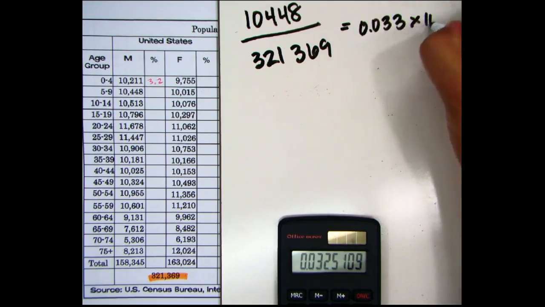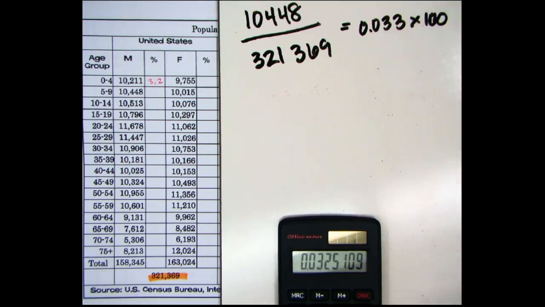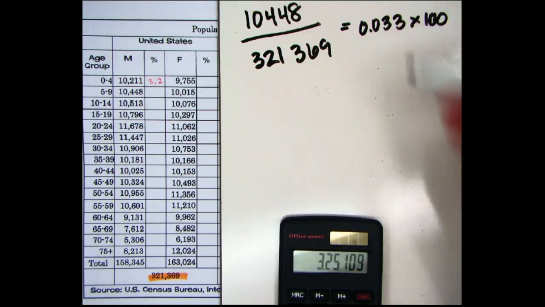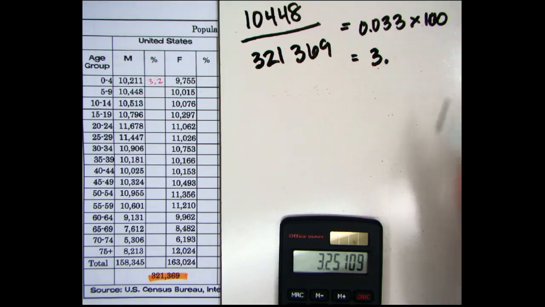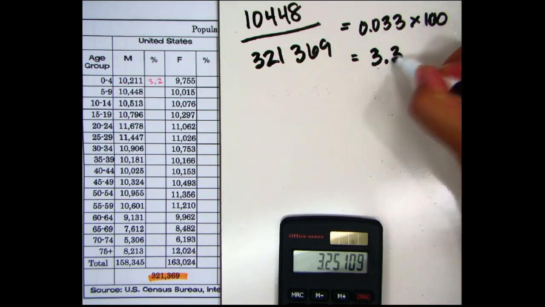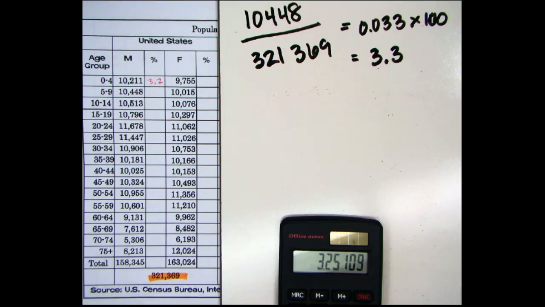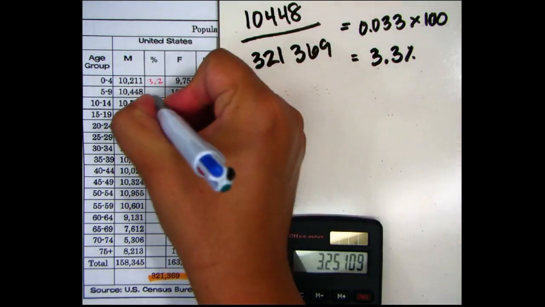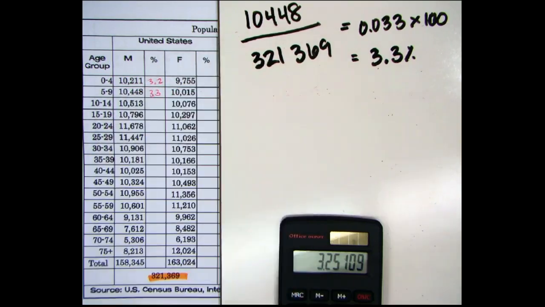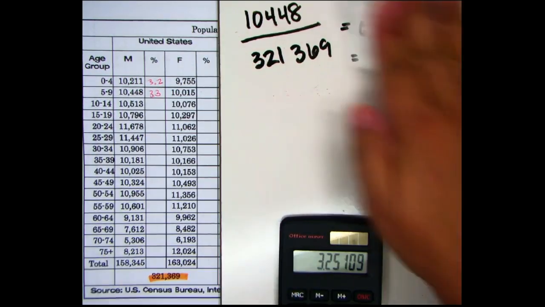0.033. Multiply by 100. Move that decimal over and make a percentage. So it's going to give me 3 point, and if you notice in my calculator, it's 3.25, but I don't want to have more than 1 decimal place, so that 5 is going to make that 2 bigger, so it's going to become 3.3. So, and remember that's a percent. So I'm going to write that over here, 3.3%. So let's do one more.